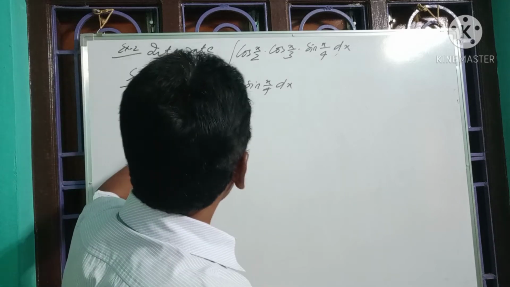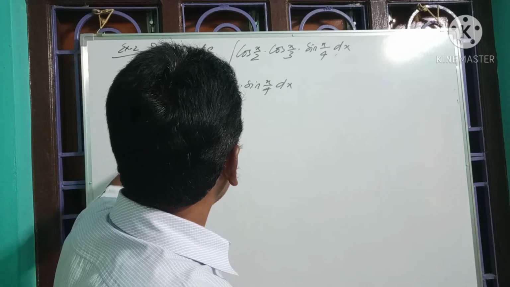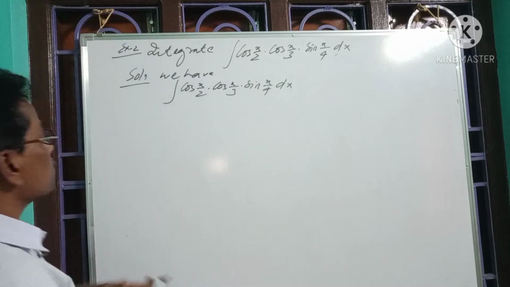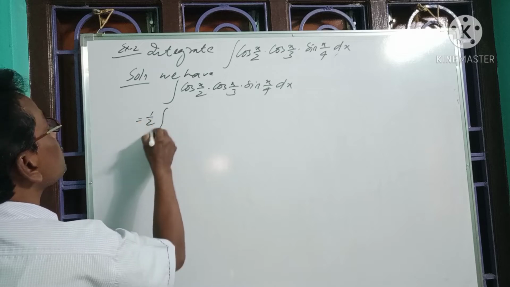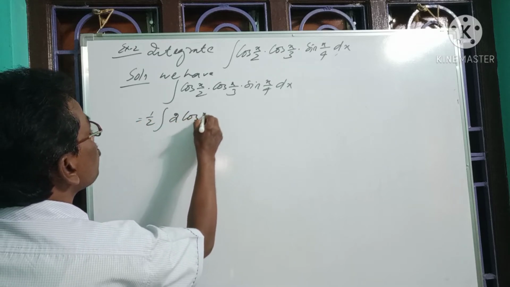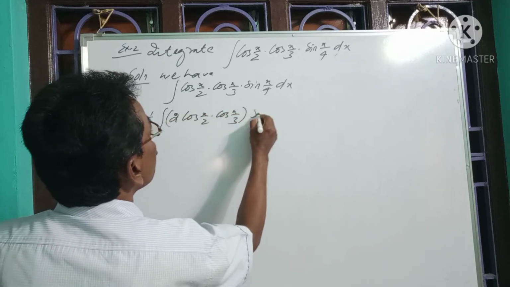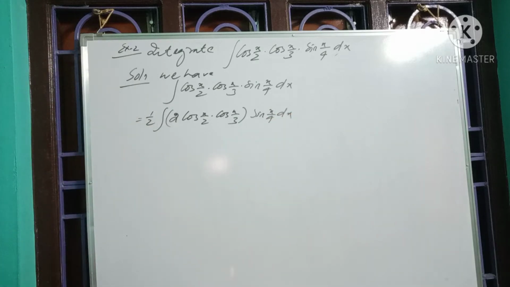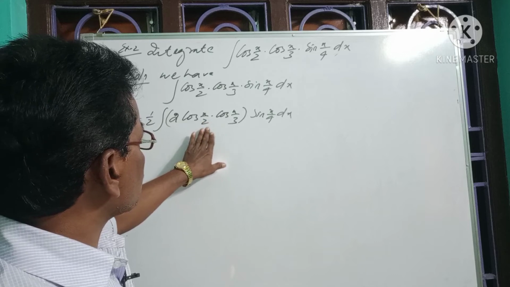So here we have some multiple angles of cosine function, that is cos of x by 2 into cos of x by 3 into sine of x by 4 with respect to x. So let us tie cos of x by 2 and cos of x by 3 and multiply 2 and half, so that we have half into integration of 2 into cos of x by 2 into cos of x by 3 into sine of x by 4 with respect to x. So we have 2 cos a into cos b. So 2 cos a into cos b is nothing but cos of a plus b plus cos of a minus b.